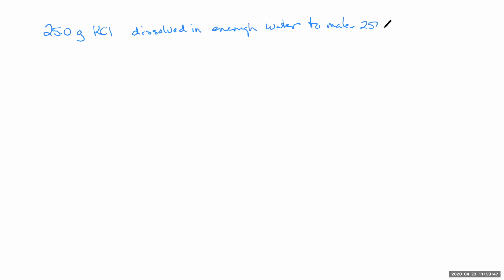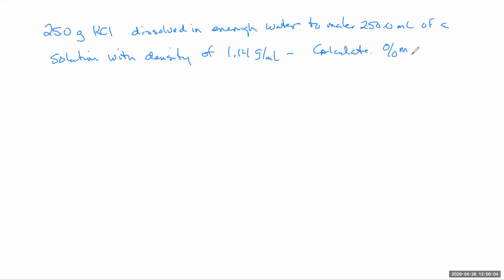To make 250 milliliters of a solution that has a density 1.4 grams per milliliter. Calculate the percent mass to mass, the percent mass to volume, and the molarity of the solution. So there's 3 different parts to this.